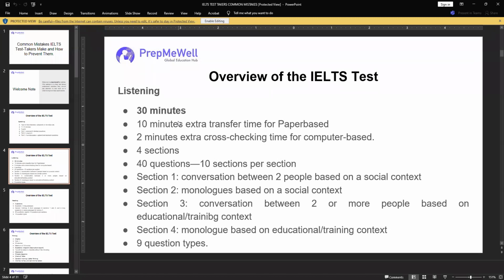Then in the second section, you get monologues, and in the third section, you're going to get a conversation too, but this time it could be between 2 or more people, and it's based on an educational or training context. Part 4 is a monologue. For the listening, we have 9 different question types. You're not going to get all 9 on your exam day, but it's good to be familiar with all of them.